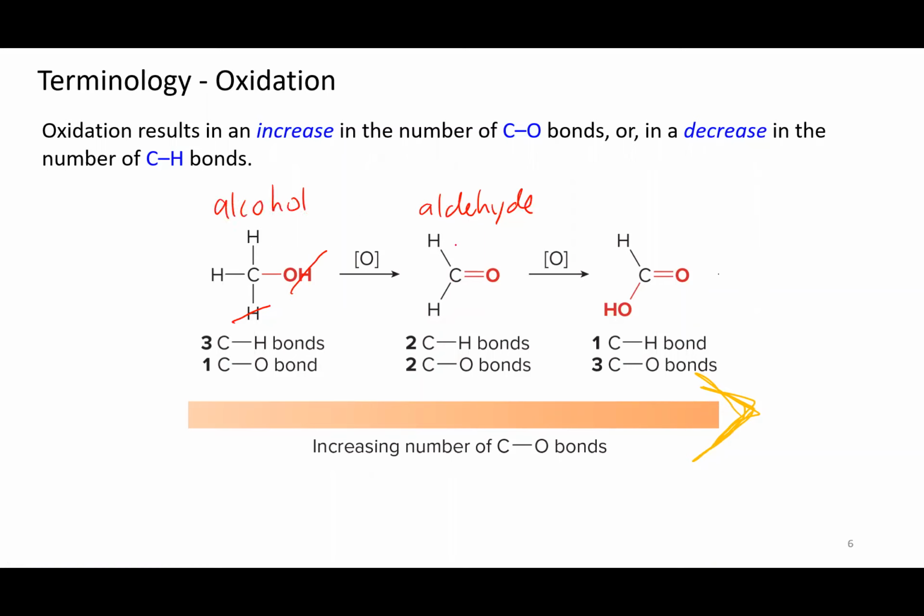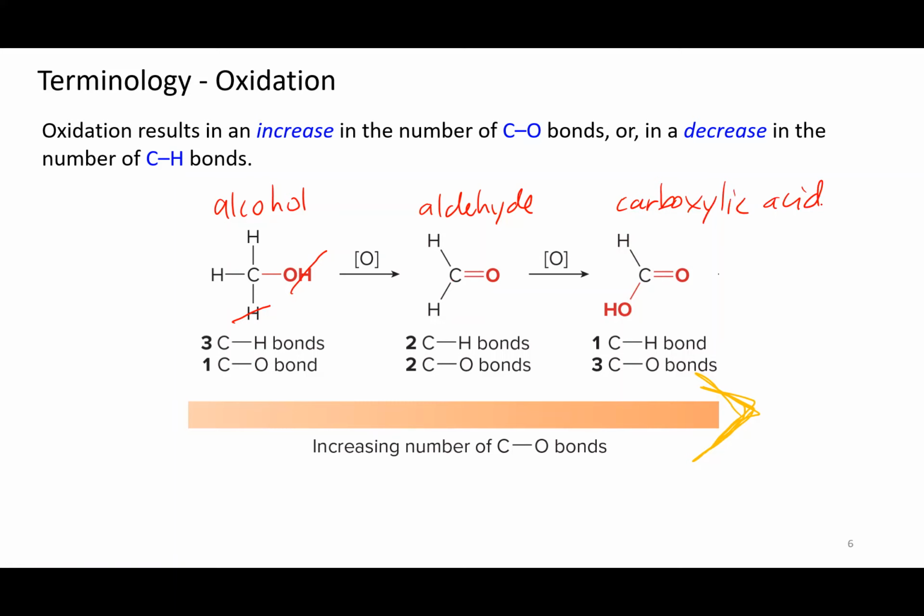And now this aldehyde can be further oxidized by adding an oxygen here, a carbon-oxygen bond here. So I can remove this hydrogen if it's present and add an OH. When I do that, you can see that I've increased the number of carbon-oxygen bonds. I now have 3 carbon-oxygen bonds. And now I have also decreased the number of carbon-hydrogen bonds. And what I have produced is what we call a carboxylic acid.